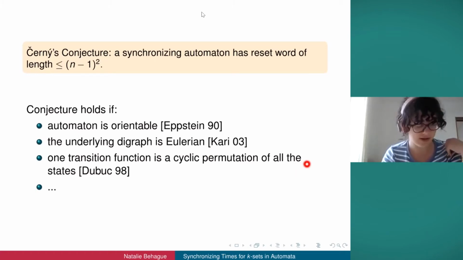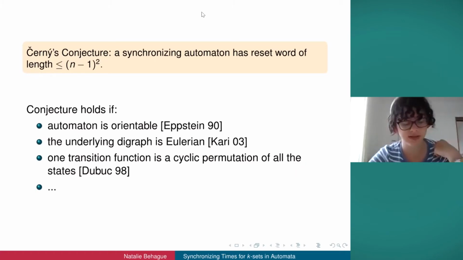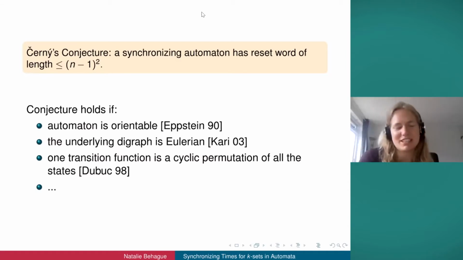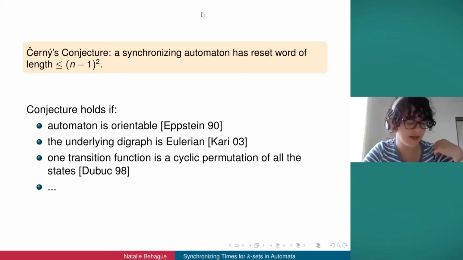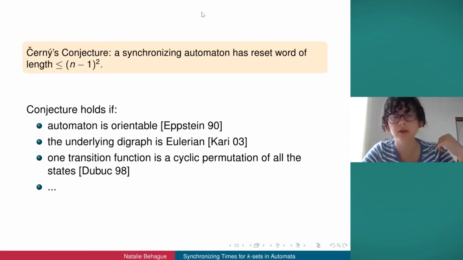And finally, if one of the transition functions is a cyclic permutation of all the states, no matter what the other transition functions are, if there's a reset word, there's a reset word of length (n-1)^2. One quick question, sir. In this case, do they get even smaller ones, or do they get (n-1)^2? So all of these families include our collection of standard automata. So in these cases, that family always gives you (n-1)^2.